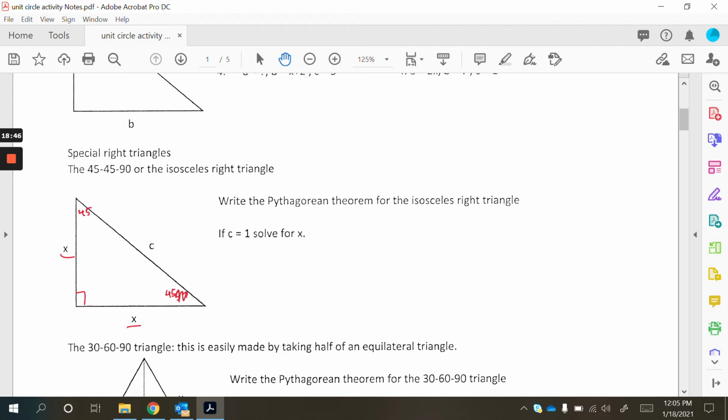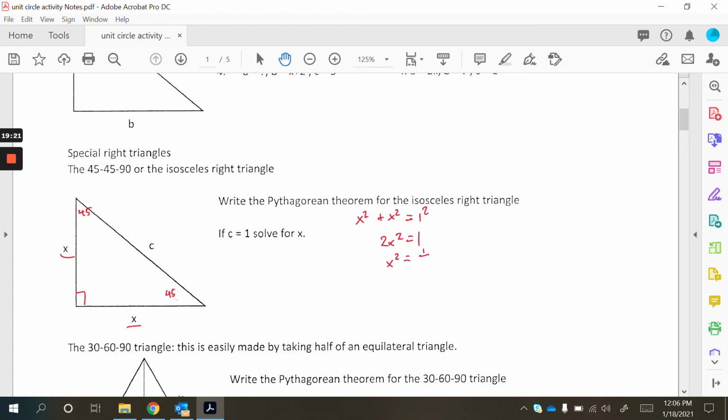Okay, they should both come out the same because they were both formed by the same angle. And c is going to be 1 because that is the radius of the unit circle. So a squared plus b squared is equal to c squared. Now we're just going to begin solving this. We want to figure out what x is in particular.